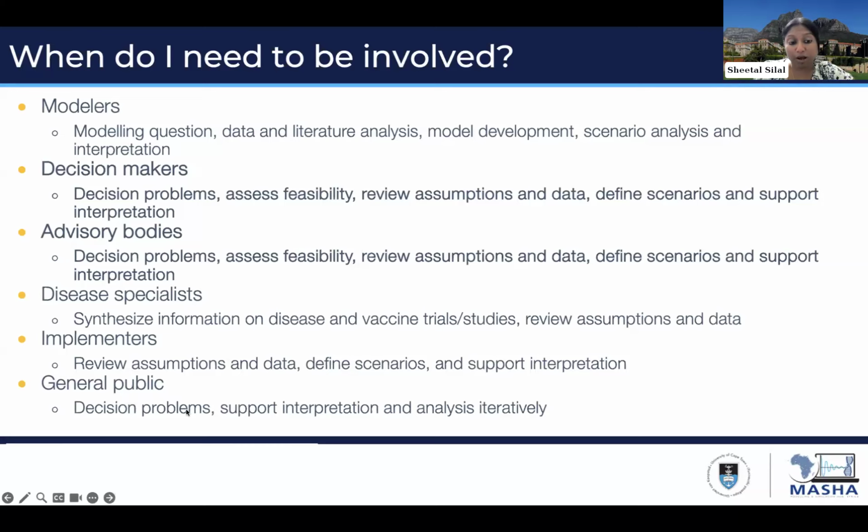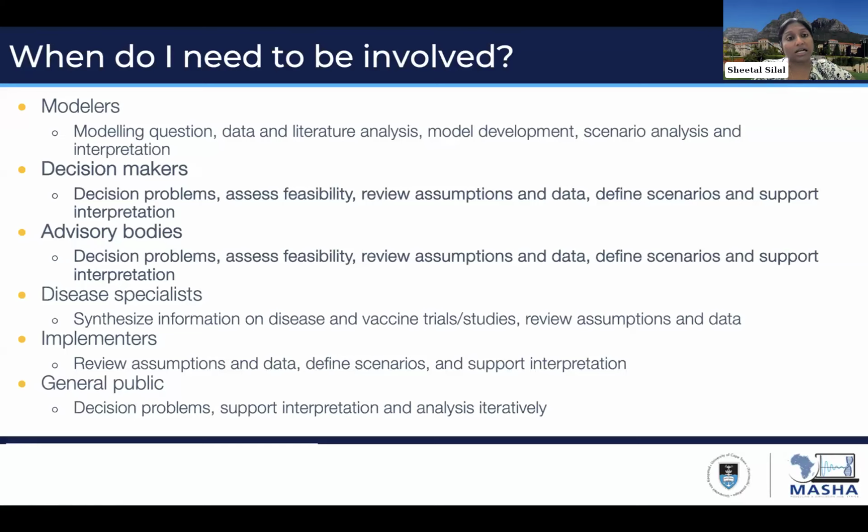And of course, the general public should be stakeholders in formulating these decision problems, in supporting the interpretation and analysis as well, because they will be the primary stakeholders receiving the recommendations of the modeling study.